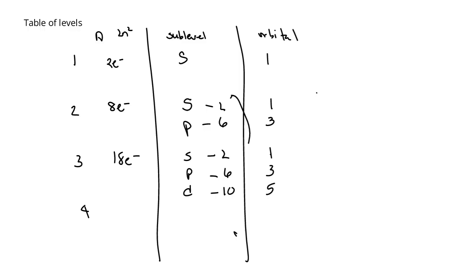And then we have level 4. So we have 32. So we have S, P, D, and F. So it's 2, that's 6, that's 10. This one has to be 14. So that's 1, 3, 5, and 7. When you add all the electrons from each one of those sublevels, you get that 32. At those, you get the 18. At those, you get 8. That's just 2.